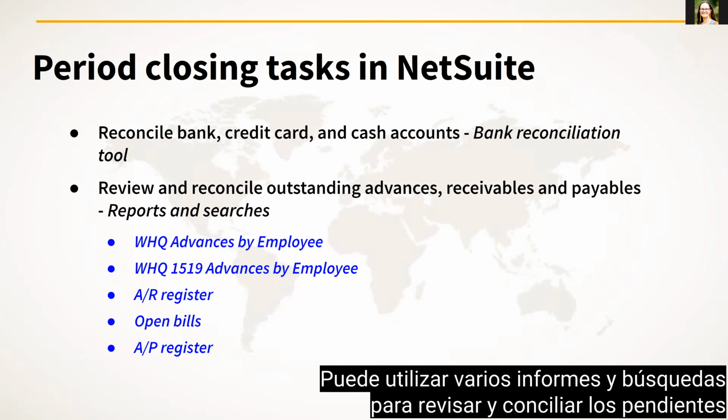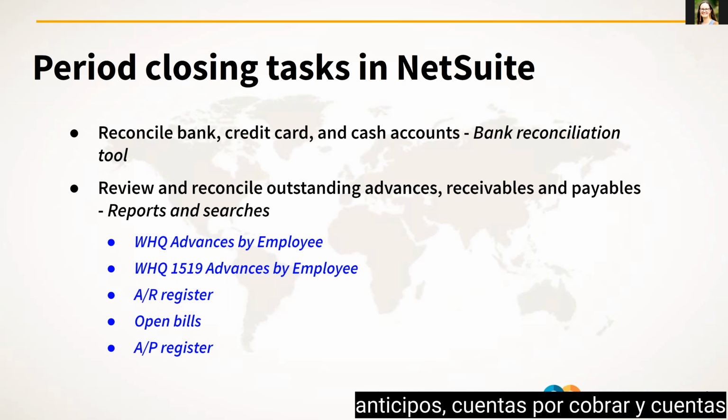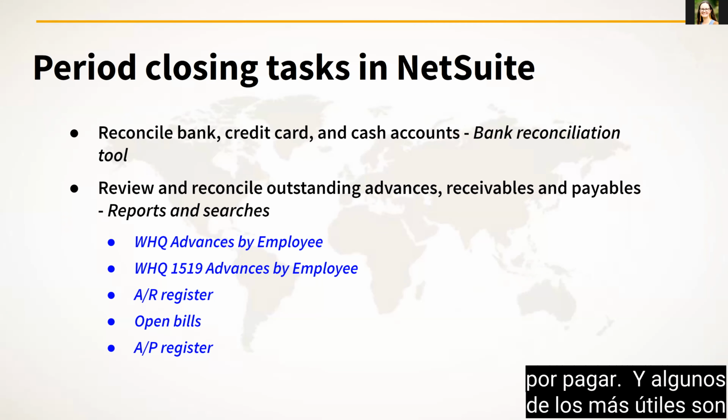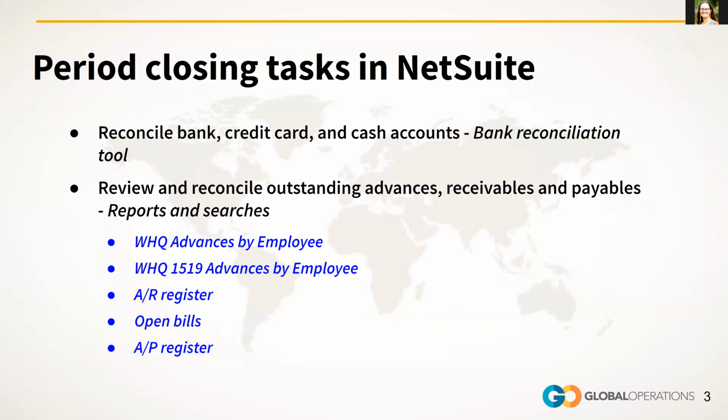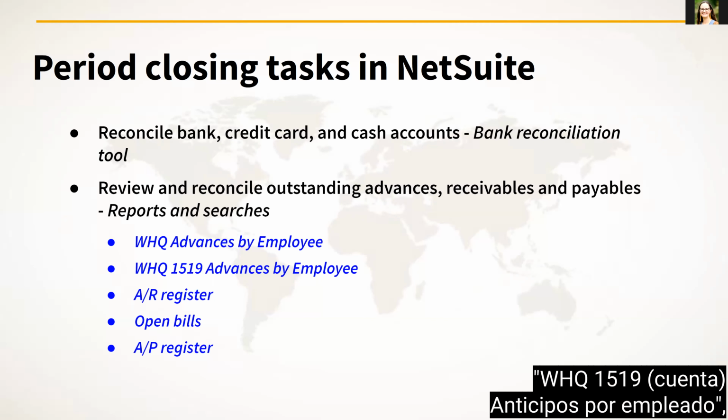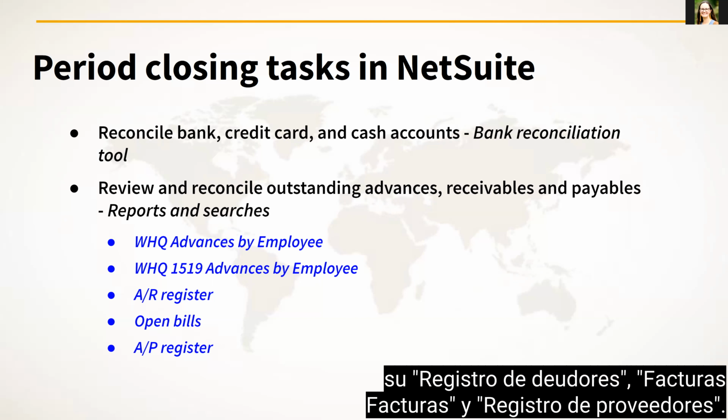You can use several reports and searches to review and reconcile outstanding advances, receivables, and payables. And some of those most useful ones are listed here, like WHQ advances by employee, WHQ 1519 account, advances by employee, your AR register, open bills, and AP register.